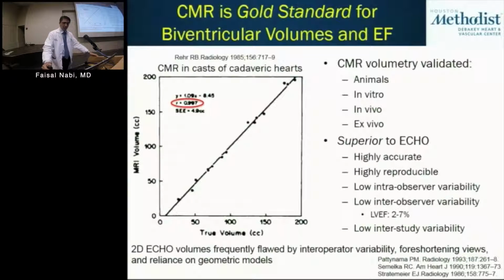2D echo volumes can frequently get into trouble for a couple of reasons, mostly because of intra-observer variability, foreshortened views, and the reliance on geometric models.